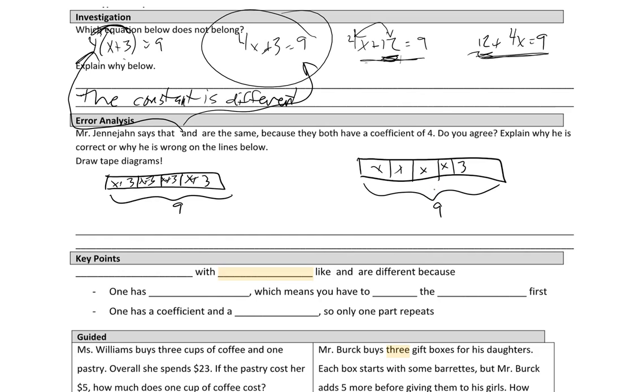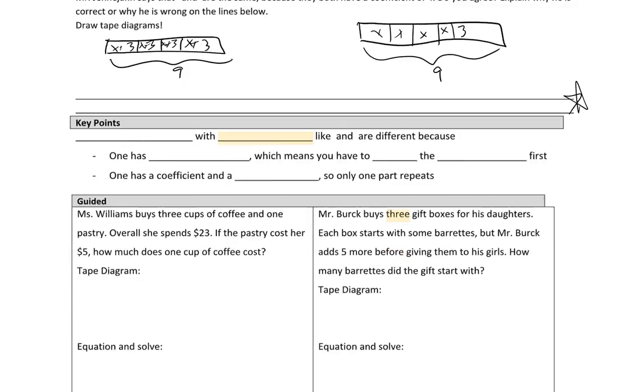So we can hopefully see in our tape diagram why these are different. Again, it's because in one of them the 3 repeats and in one of them the 3's all on its own. You should have your own explanation on here. That should be filled in. I'm not going to fill it in for you.